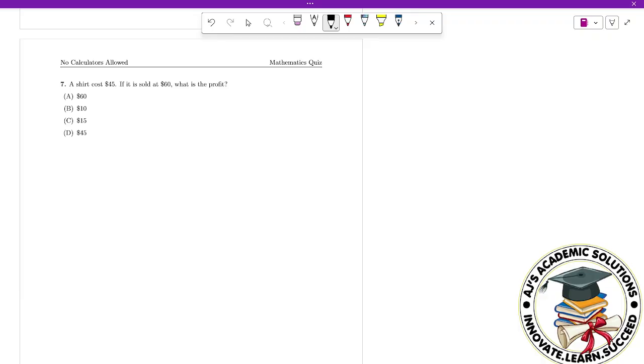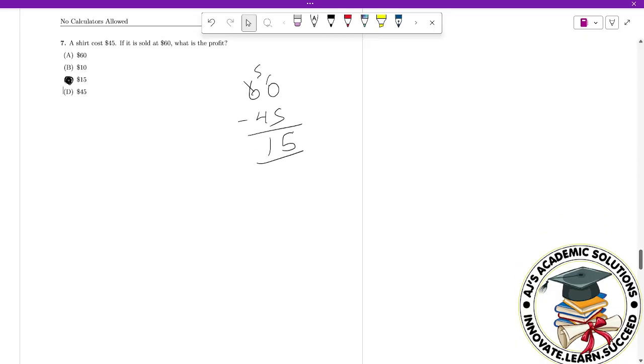Generally speaking, we would just do a subtraction for this. 60 subtracting 45 leaves us with the answer of 15. So that here is C. Now, the reason why you're doing the subtraction is simply because you're moving from the cost price to the selling price. And you understand as well that you're looking for a profit. So you're looking for the difference, or you're looking for the increase in how much a person actually made when they made the sale.